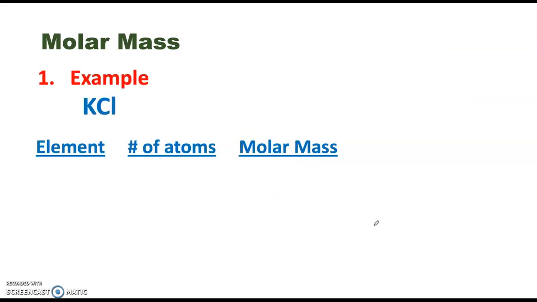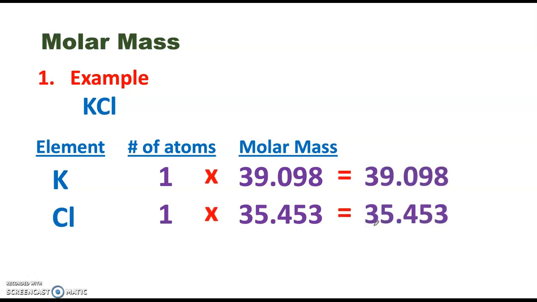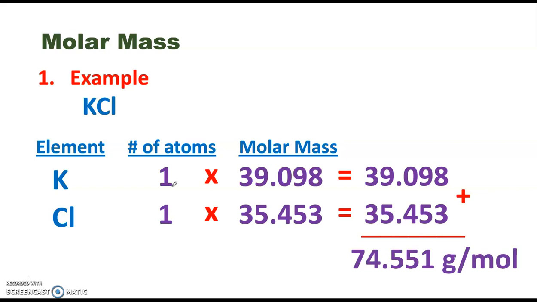If I give you KCl, the first thing you do is you list out the elements K and Cl. Then the next thing you do is you say how many of each are there in the formula. Next step is you look up the masses on the periodic table. Look up potassium and chlorine. You multiply it out. In this case, if there's more than 1, you'd have to double or triple and so forth there. Then you're going to add these 2 numbers, and then that is your molar mass of potassium chloride.